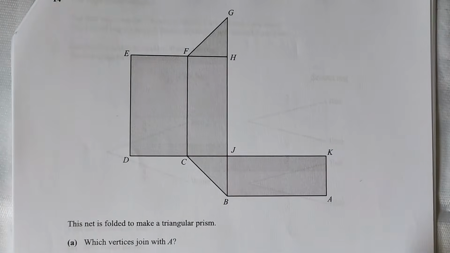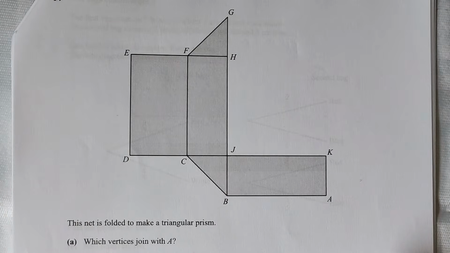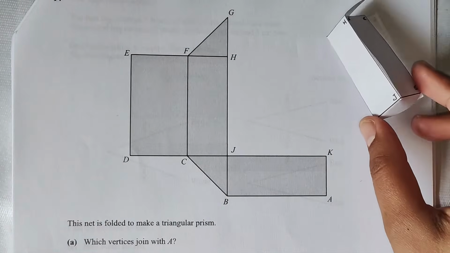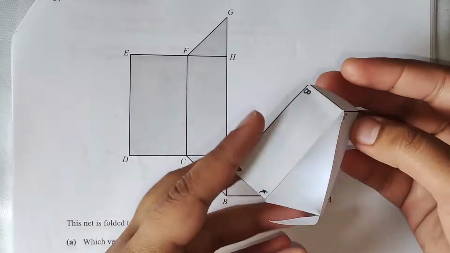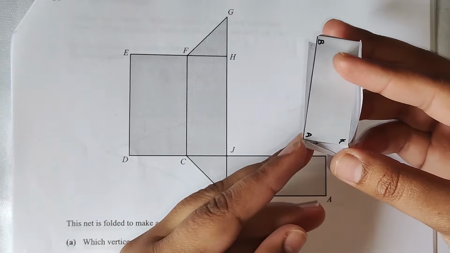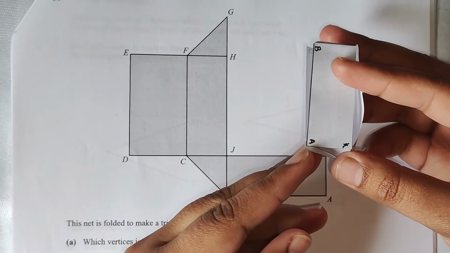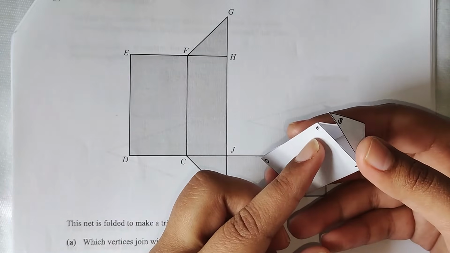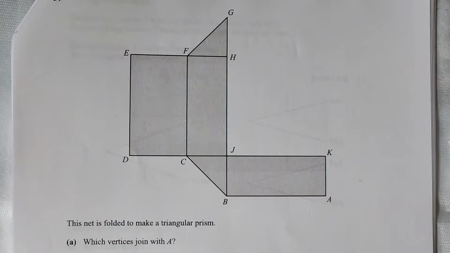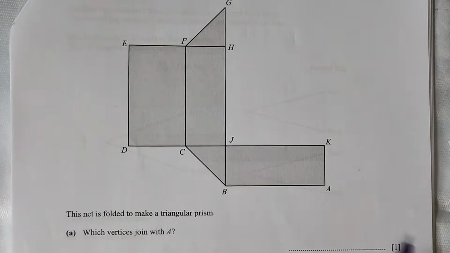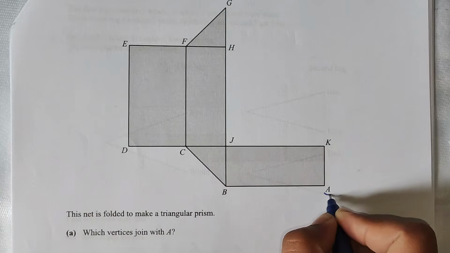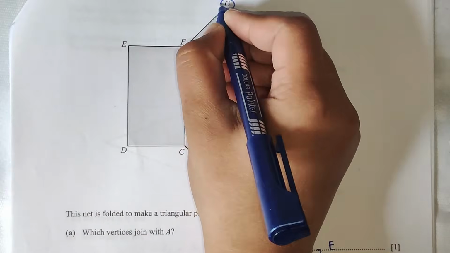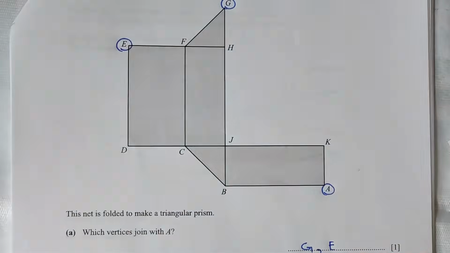Now for the first part, which vertices join with A? Okay, so let's see where A is. As we can see, we have A over here. So which vertices join with A? The vertex G joins with A and the vertex E joins with A. So the two vertices that join with A are G and E.